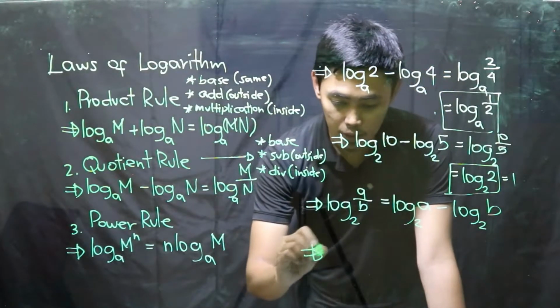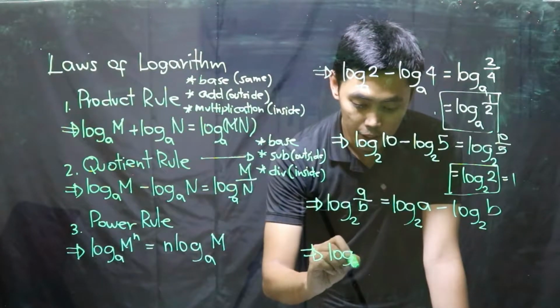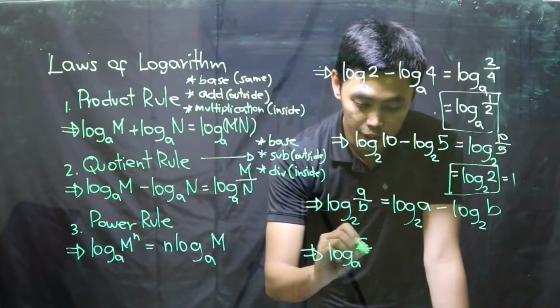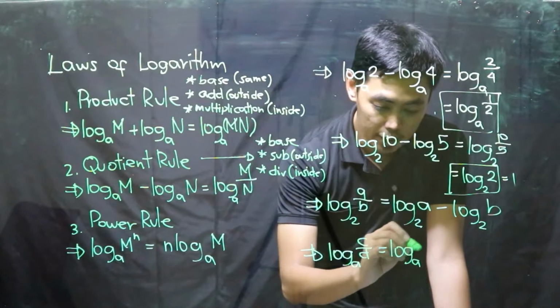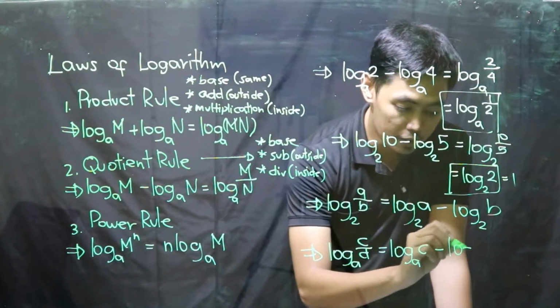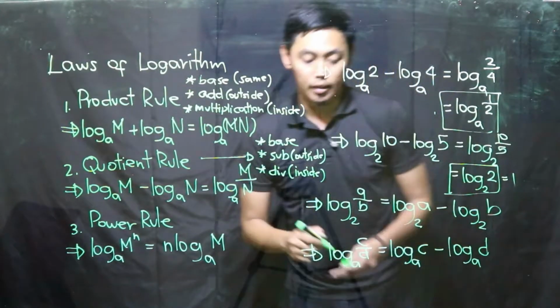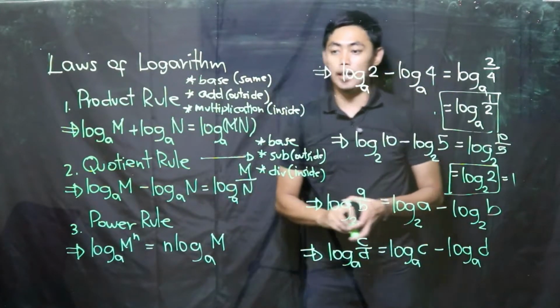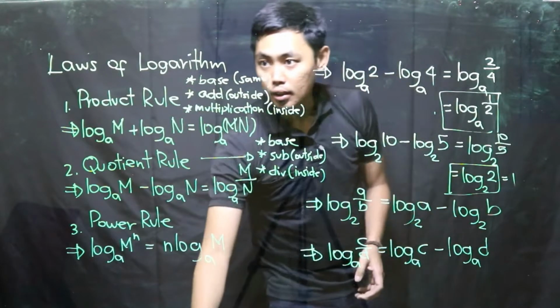Last example, how about logarithm of base a, then c over d. So, really easy. Logarithm of base a, c minus logarithm of base a, d. Okay, so that is how you will evaluate the quotient rule of logarithm.